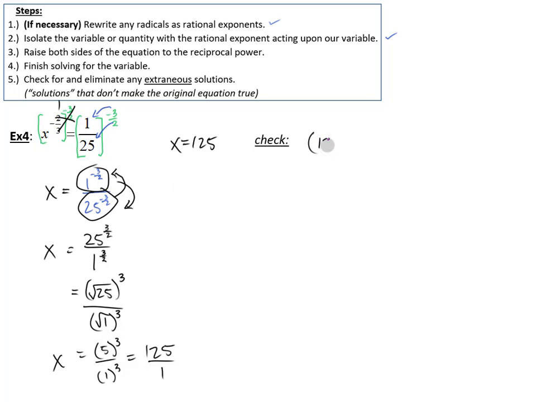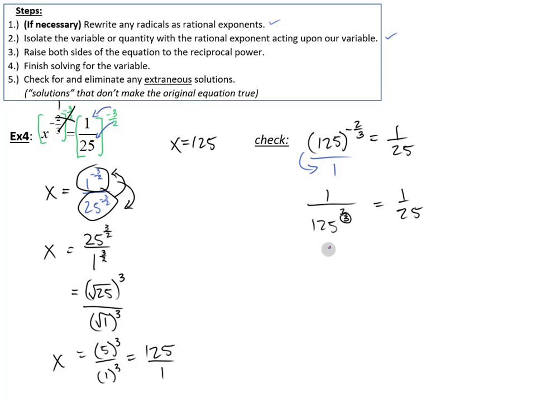This will be a little easier to check. 125 to the -2/3 power. Does that equal 1/25? Well, let's see. Plugging in now, I have to work backwards with negative exponents here in my check. To make this thing have a positive exponent, we're going to bring it down. This becomes 1 over 125 to the +2/3.